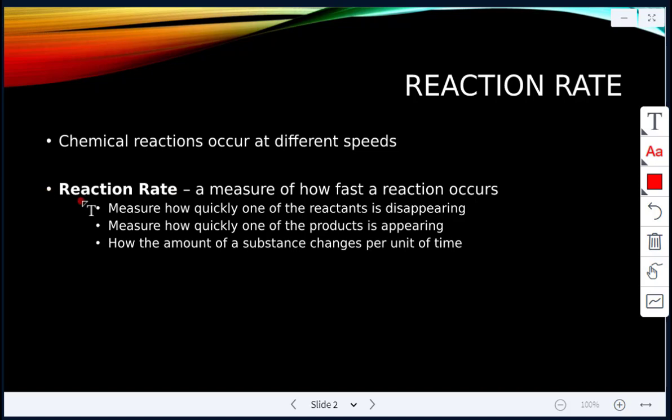All right, so we can measure how quickly one of the reactants is disappearing. You can measure how quickly one of the products is appearing, or how the amount of a substance changes per unit of time. So those are some ways of measuring reaction rate.